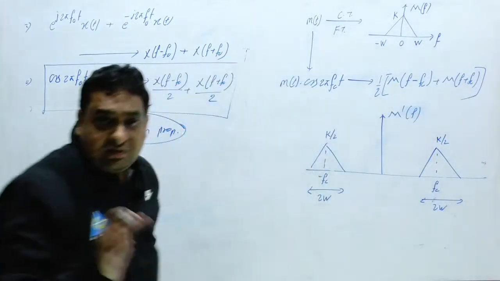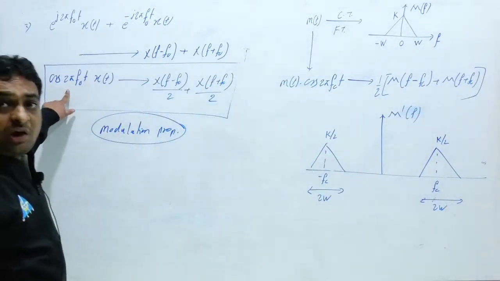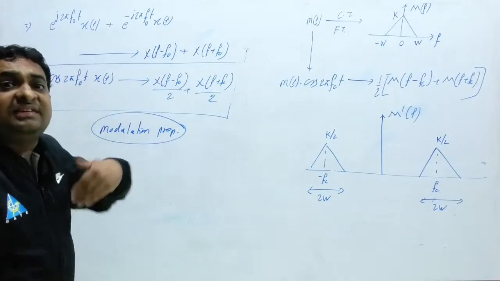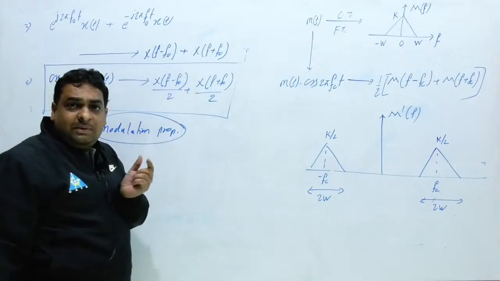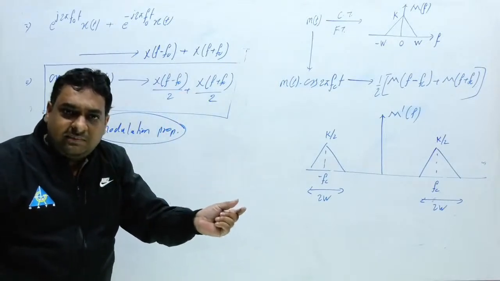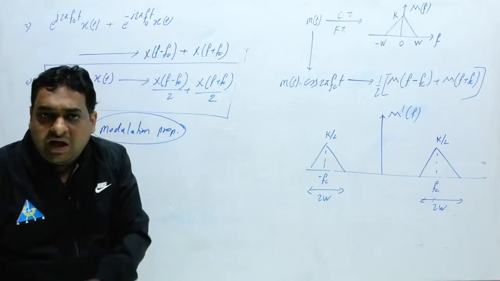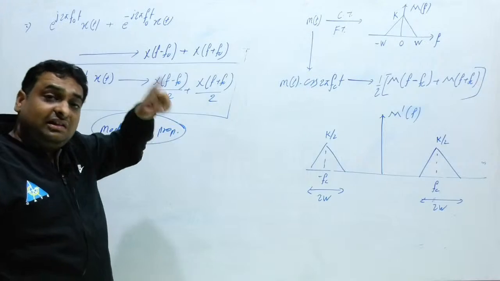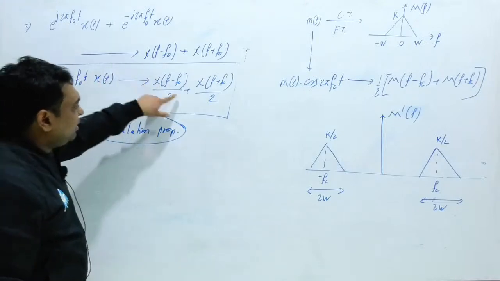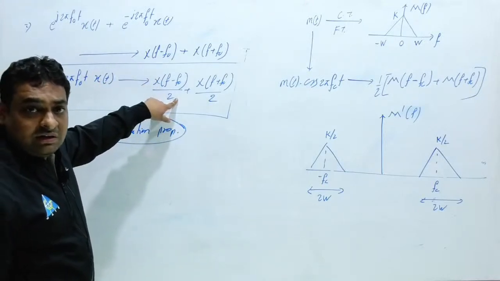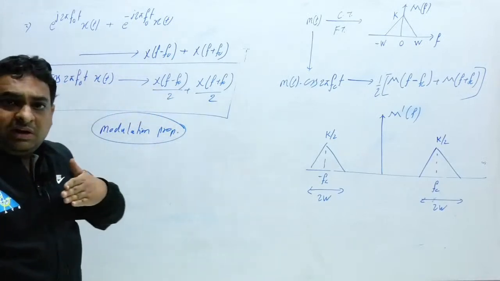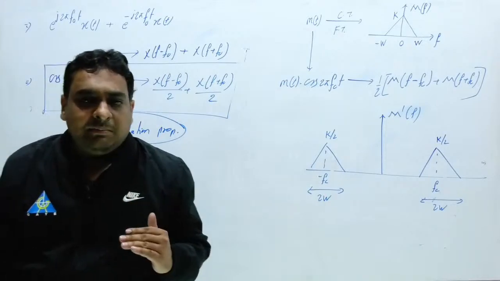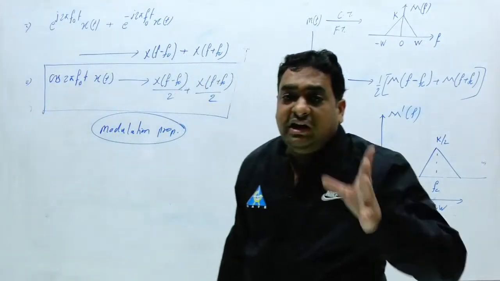Like this. You should remember: if you multiply by cos on the time side, then on the frequency side the spectrum will be shifted one time to the right and one time to the left, and the magnitude will be half. Same for the reverse case. Earlier we studied that if we multiply by cos in the frequency domain, then the signal in time will be shifted one time left, one time right, and the magnitude will be half. You should remember this theoretically.